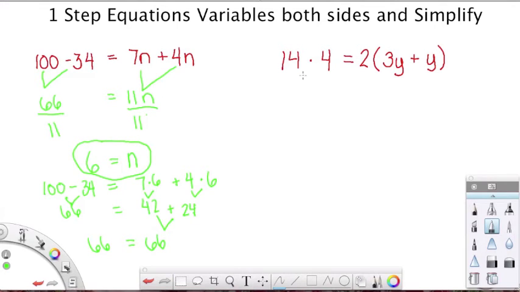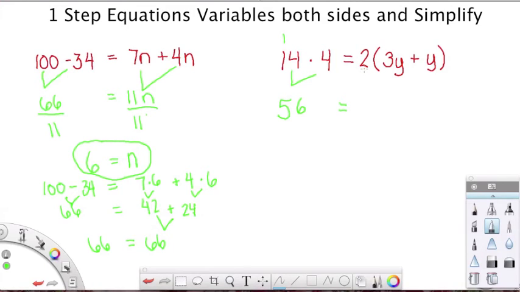Now let's look at this next equation. It's a little more complex, and there's a little more simplifying to do. On this side here, we have 14 times 4 is equal to the expression 2 times the sum of 3y plus y. Okay, well, where do we start? Let's start with this expression over here. We need to simplify it. 4 times 14. Well, 4 times 4 is 16. Carry the 1. 4 times 1 is 4, plus the 1 is 5, so we have 56.